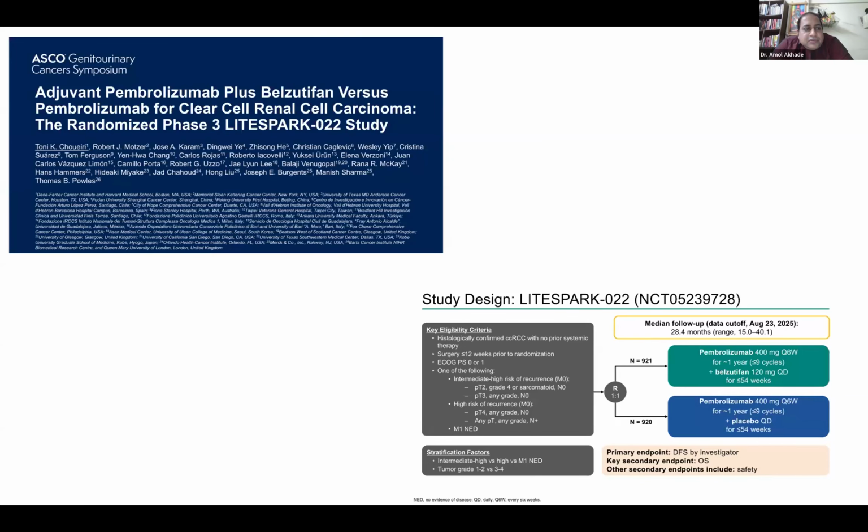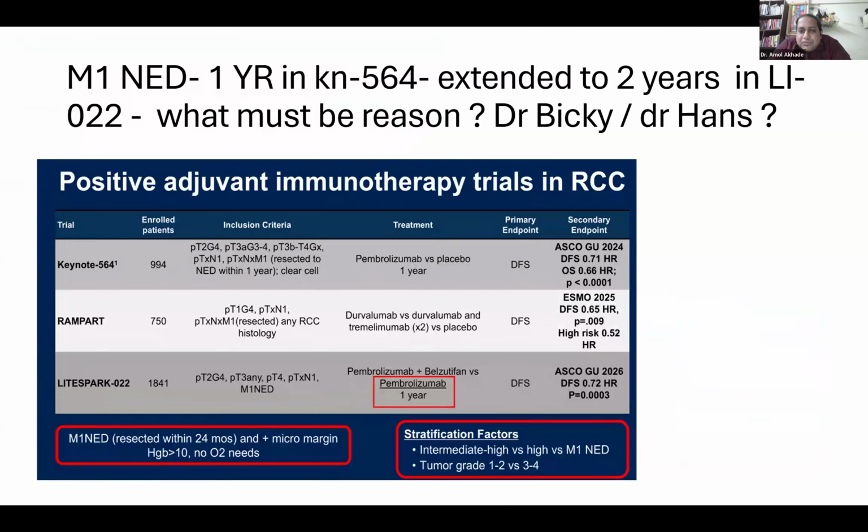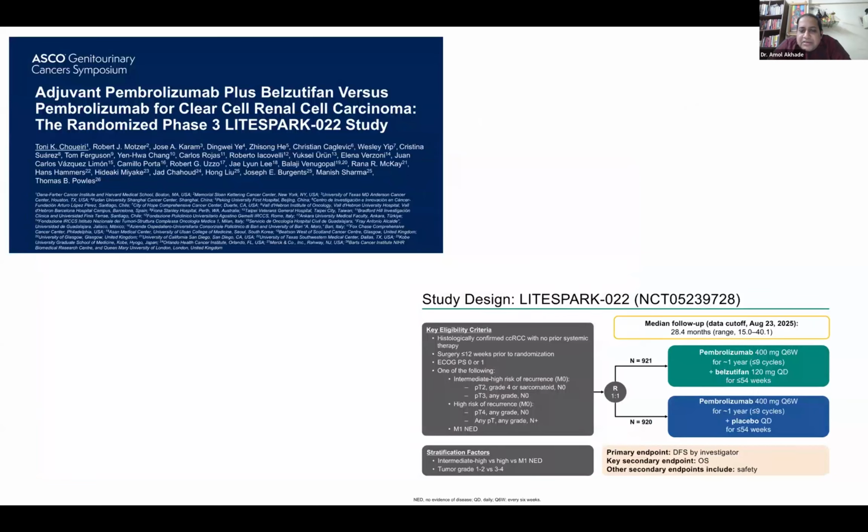Moving on, this is another study, LITESPARK-022. This is the talk of the town for ASCO GU 2026: adjuvant pembrolizumab plus belzutifan versus pembro alone for clear cell RCC. It's a randomized phase 3 trial, a very large trial. They have, if I'm not mistaken, more than 700 patients in each arm. So pembro plus belzutifan versus pembro alone.